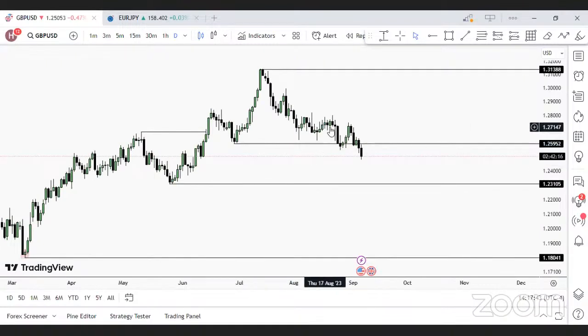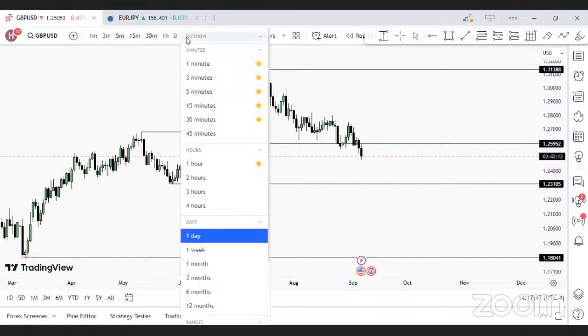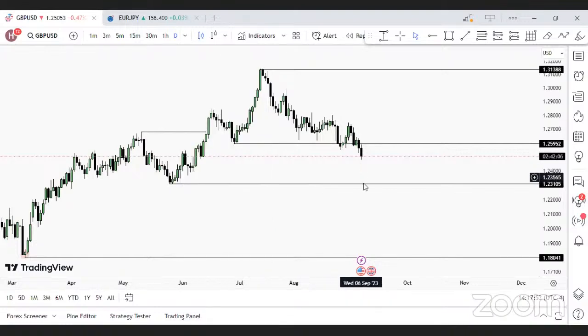Okay. So now that we have a break to the downside, you want to go to the lower time frames. Okay, so I'm on daily. I want to see what is going on, because since this is going to take days before it gets here, I don't want to wait for days.